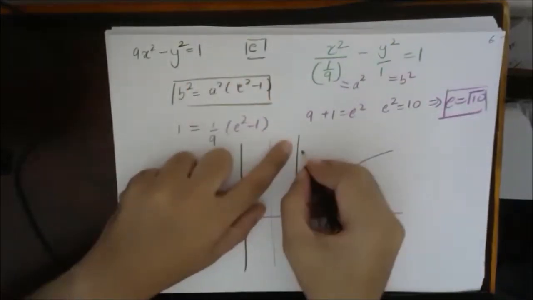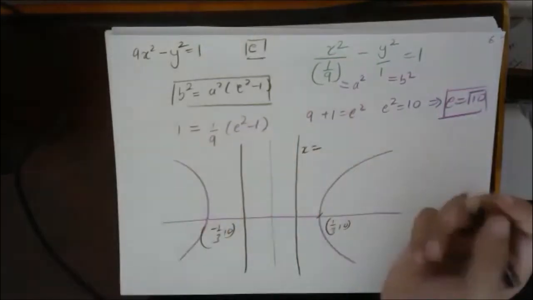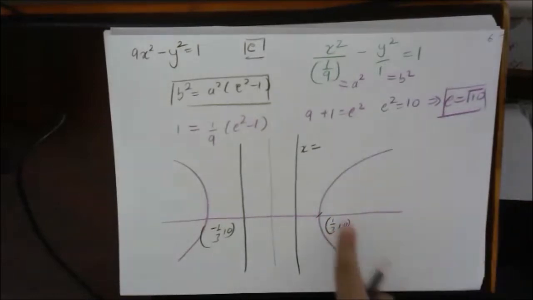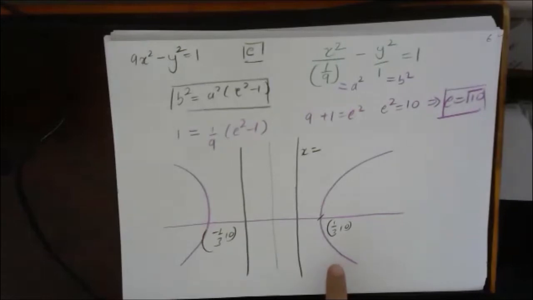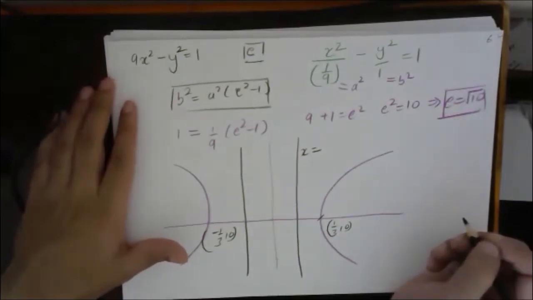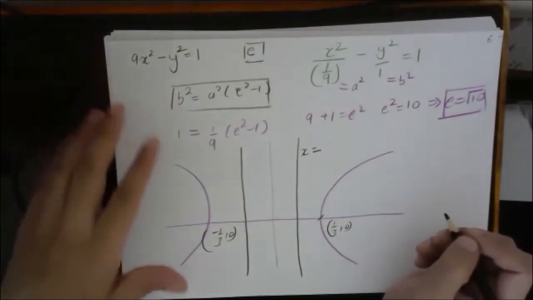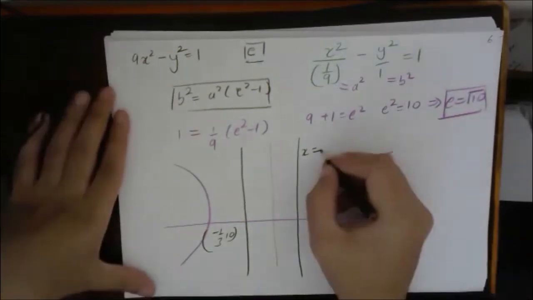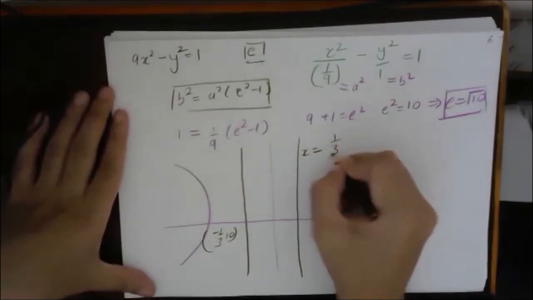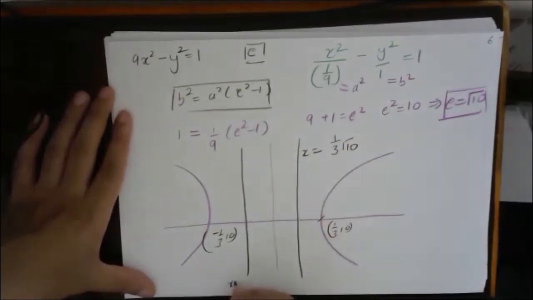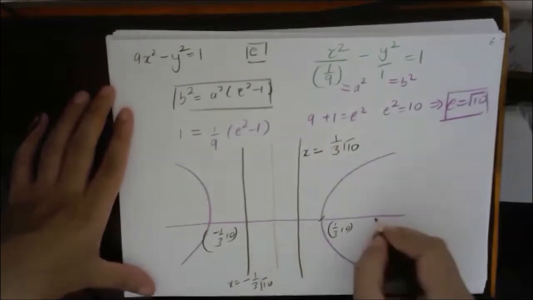Fine. So this value will be x is equal to A by E. A is what? A is 1 by 3, divided by E. Length of latus rectum is 6. So this will be A by E. So A is 1 by 3, so 1 by 3 root 10. So x is equal to 1 by 3 root 10, and here x is equal to minus 1 by 3 root 10. So these are the two directrix.